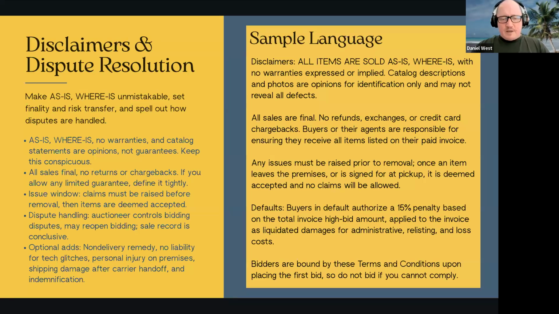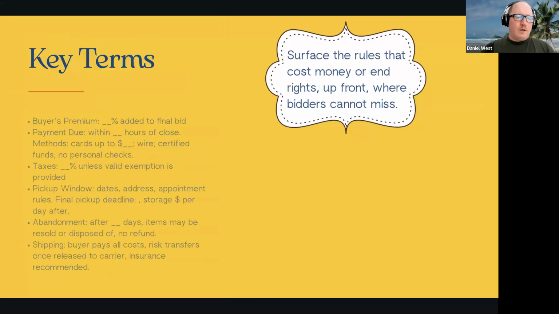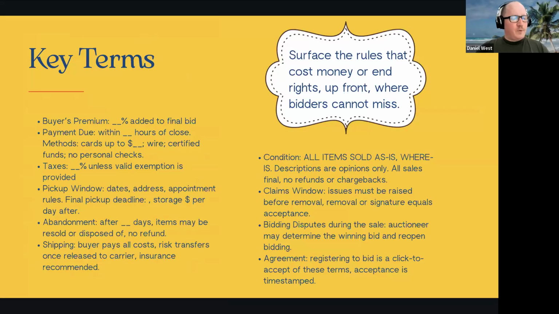The rest of them, like personal injury on site, liability for tech glitches, shipping damages, indemnification, all of that stuff, you could think about putting it in your terms and conditions, but don't. Just put it in your user agreement. So we're coming up on 40 minutes. I want to leave a little bit of time for questions and answers. We've already talked about all of these key terms extensively, so I'm not going to go through and painfully take them apart again. That would be unnecessary.